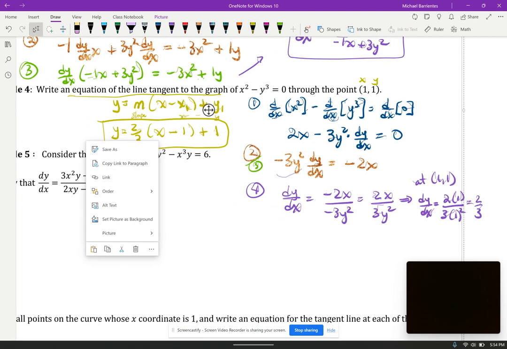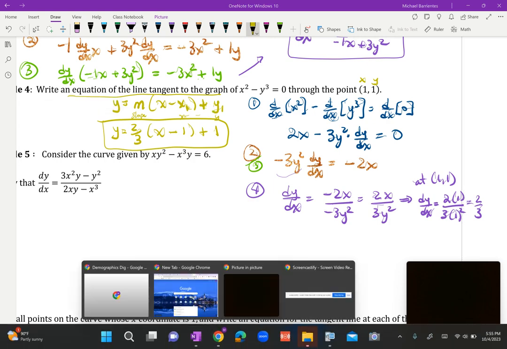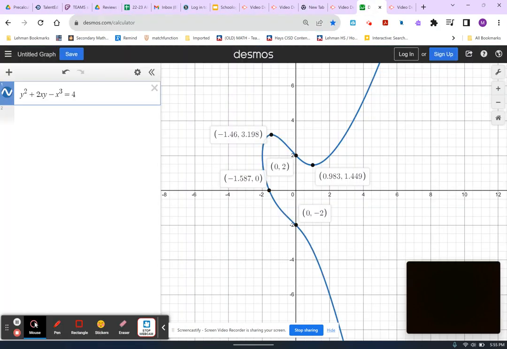What I'm claiming is if I graph this equation in this, I don't know, greenish olive color, it is going to be the line that's going to barely touch that curve at 1, 1. Should we see it? Should we confirm? I kind of feel like we should. So x squared minus y cubed equals 0. So let's graph that first.